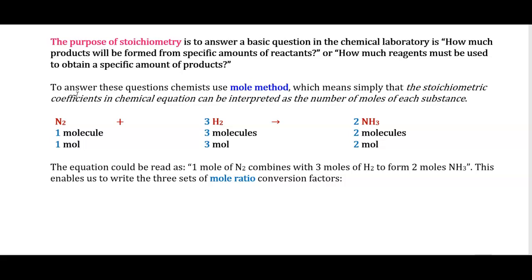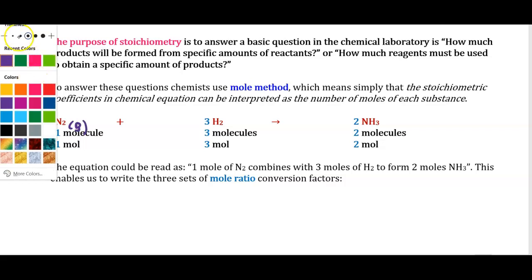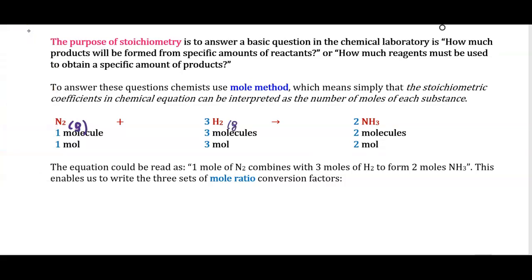So, for example, we have a chemical reaction, and we describe this chemical reaction with this equation. Nitrogen gas combines with hydrogen gas, right? And ammonia gas is formed in this reaction, right?